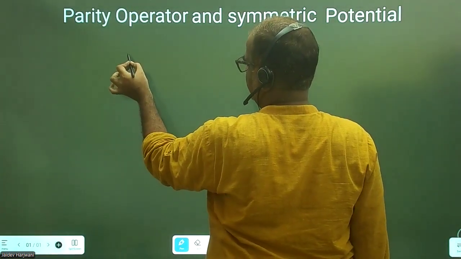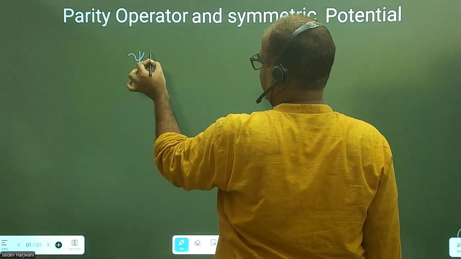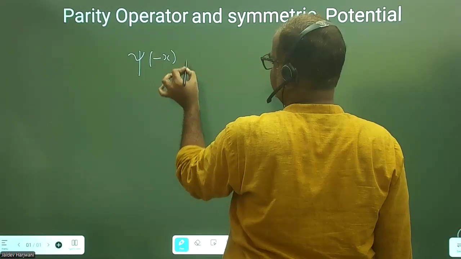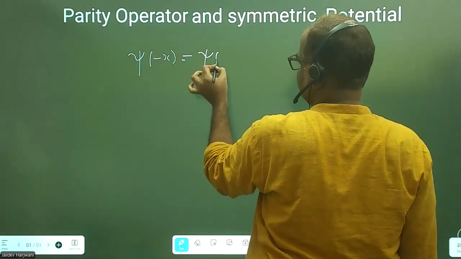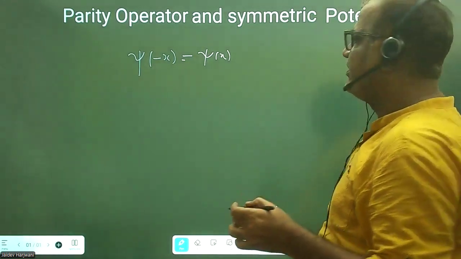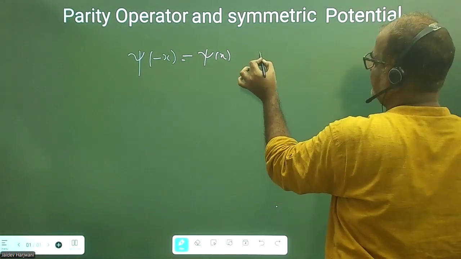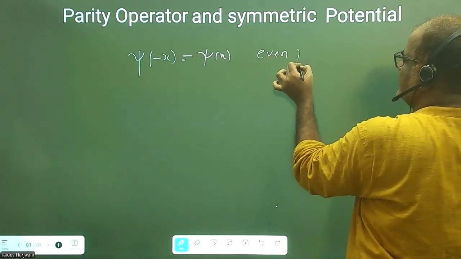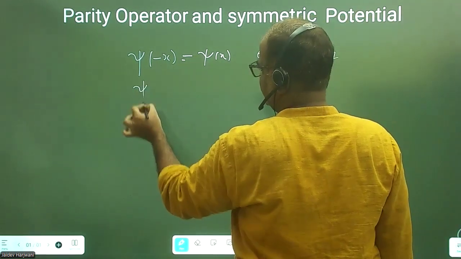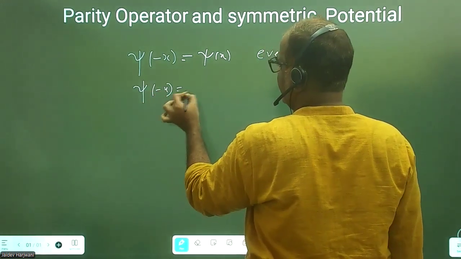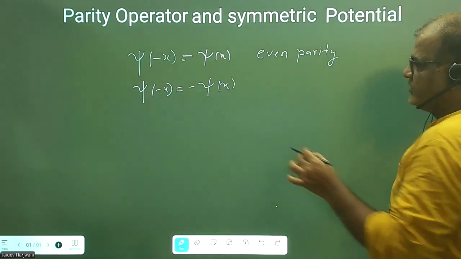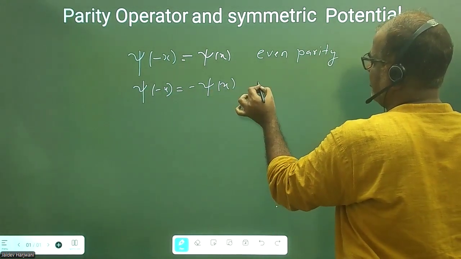Suppose there is a function psi(x), and if I replace x by minus x, that is x inversion, and it remains psi(x), then this function is called an even function, a function having even parity. Similarly, if I replace x with minus x and it becomes minus psi(x), then this function is called a function with odd parity.